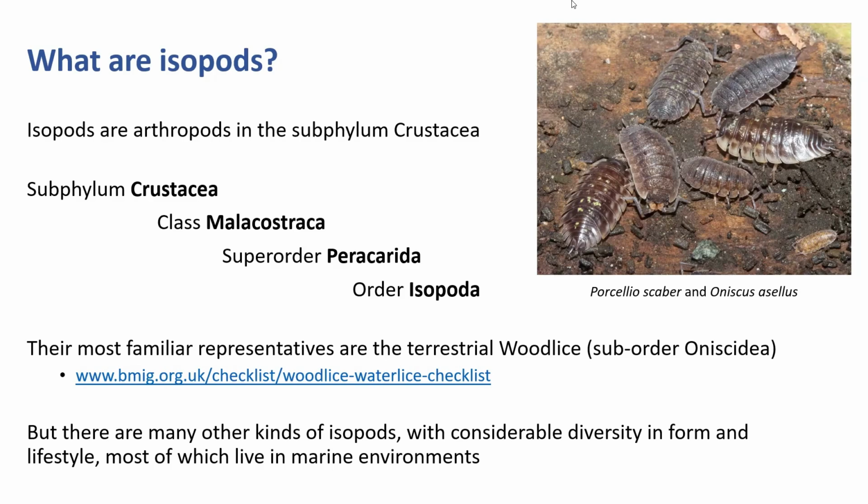Okay, so you're familiar with the slaters. What are isopods? They're not just slaters, they're a whole bunch of other stuff. They're crustaceans, an order within Crustacea. The most familiar representatives are the slaters or the woodlice. Have a look at the BMIG website if you want to see what woodlice you can find in Britain and Ireland. But there are many other kinds of isopod as well, which vary considerably in their shape, form and lifestyle, and they're mostly found in marine environments.